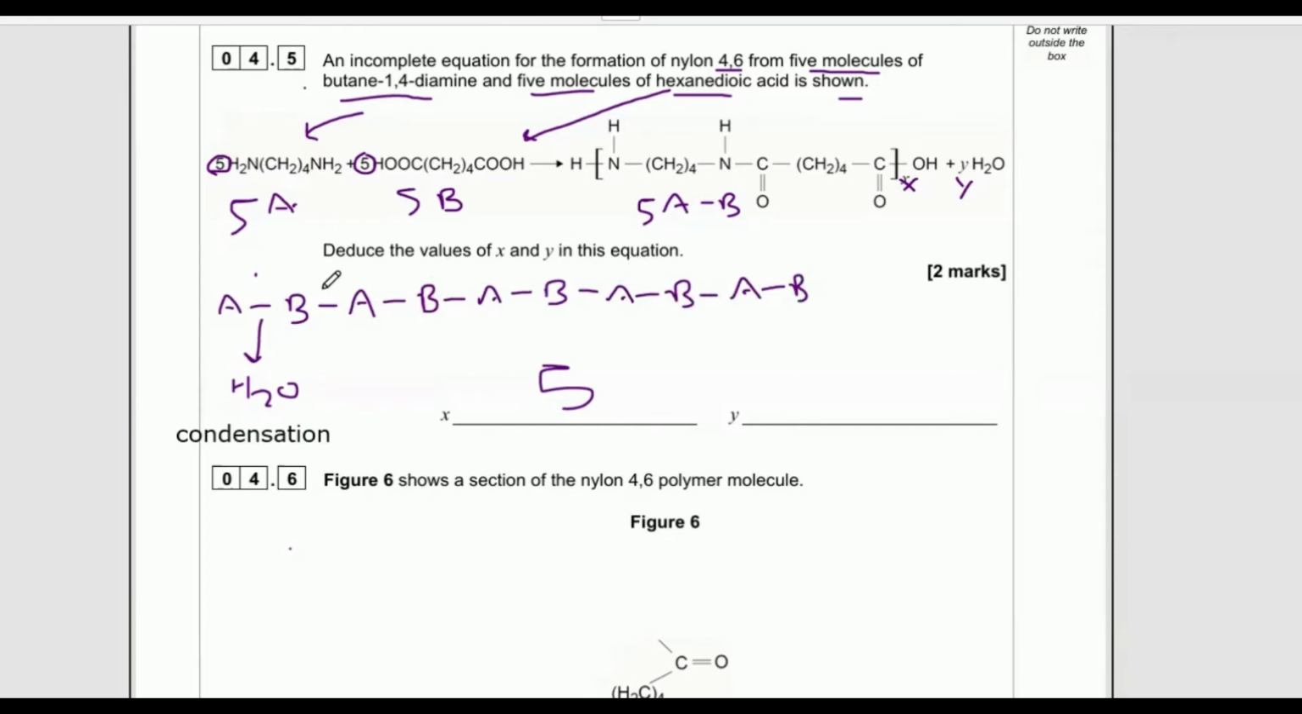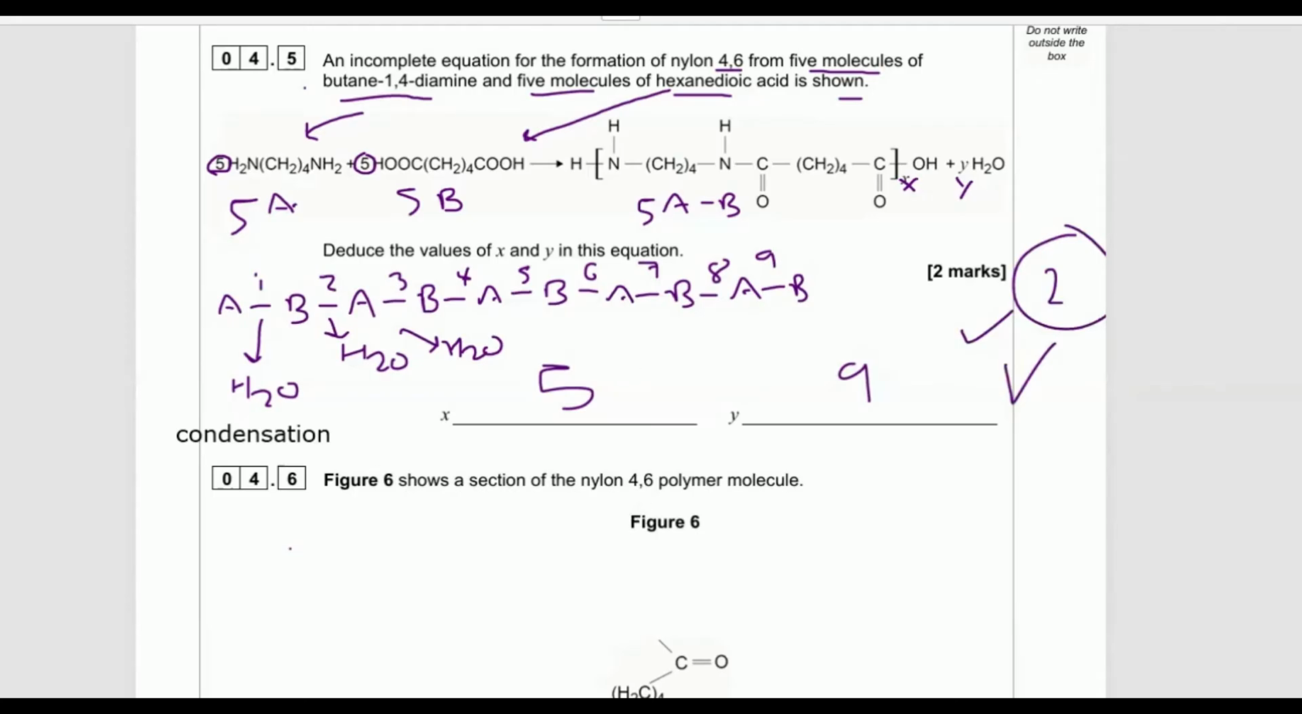I've got 5 B's. So 1 water molecule is going to come off in the formation of each of these bonds. I'm not going to draw them all out. Let's count it. 1, 2, 3, 4, 5, 6, 7, 8, 9. We're going to get 9 water molecules come off in that situation. So there you go, 2 marks. Boom. Let's move on to the last part of the question.